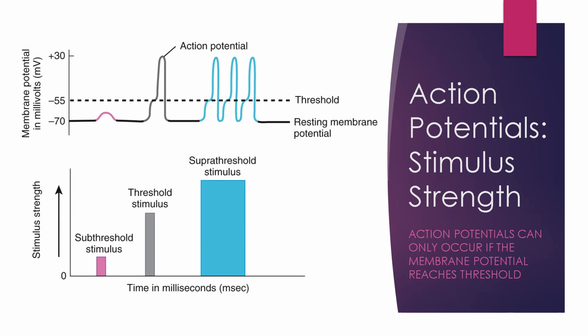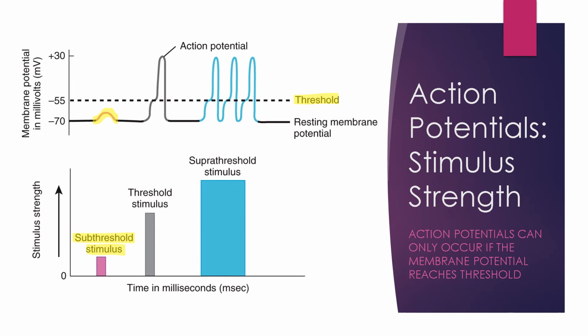Now, this generation of an action potential depends on whether a certain stimulus is able to bring the membrane potential to threshold. So this threshold potential is really, really important. An action potential will not occur in response to a subthreshold stimulus. This is going to be a very weak depolarization that can't actually bring the membrane all the way up to threshold.